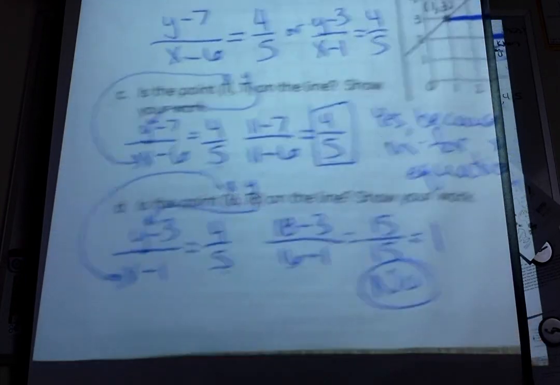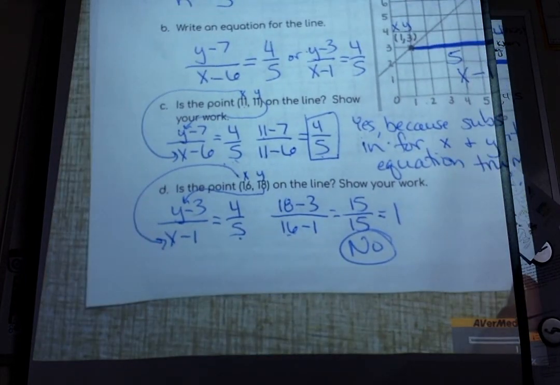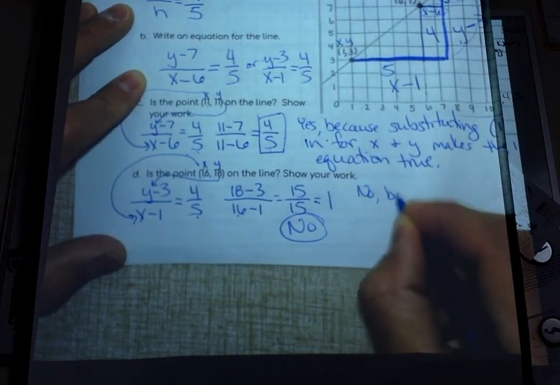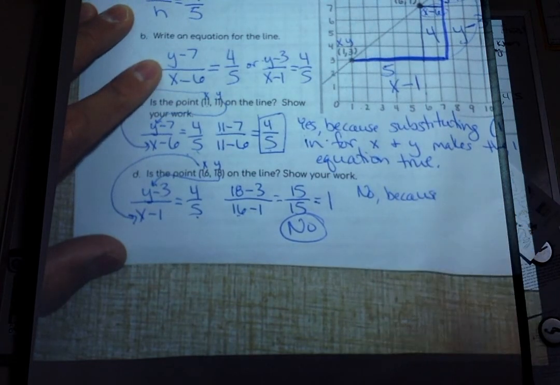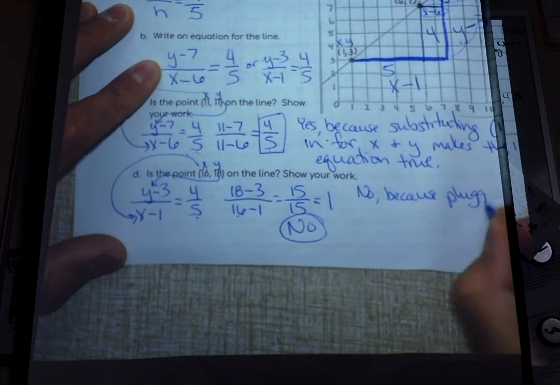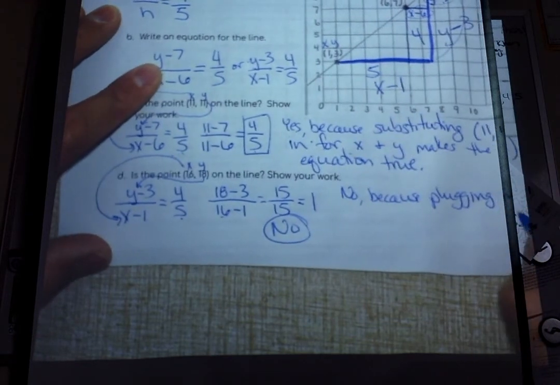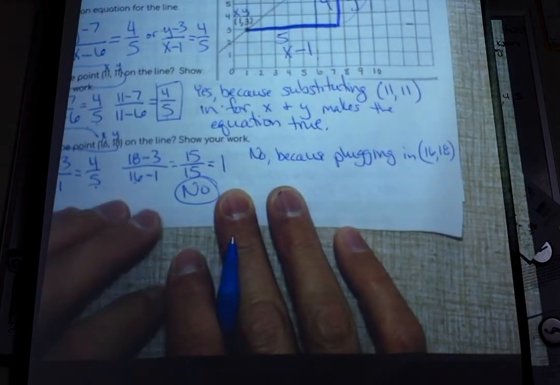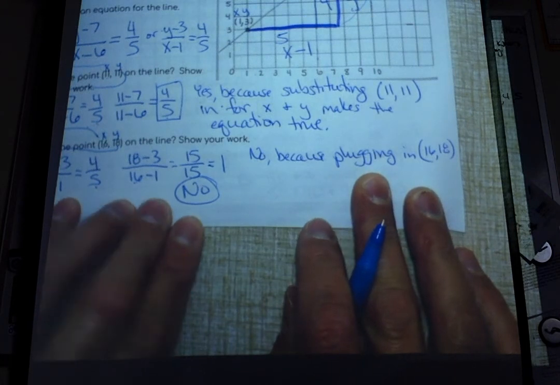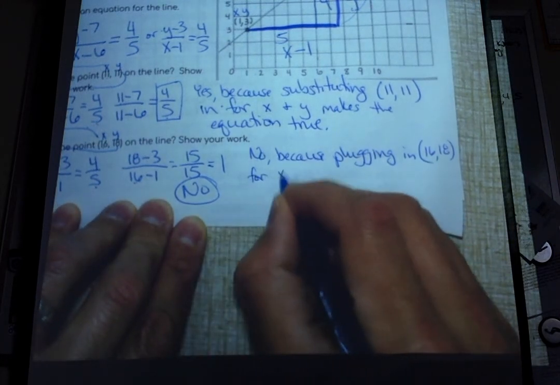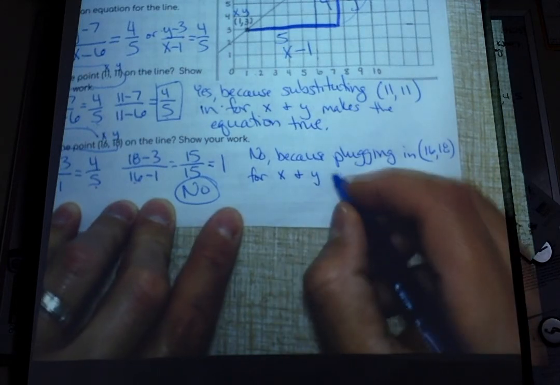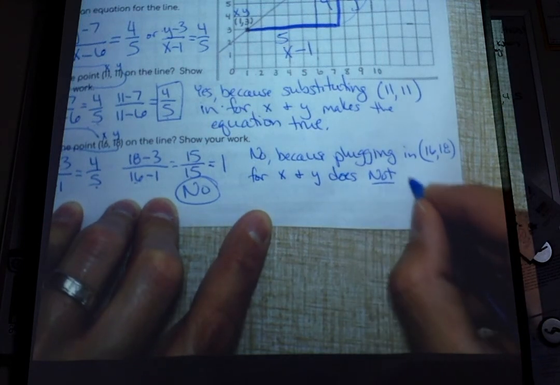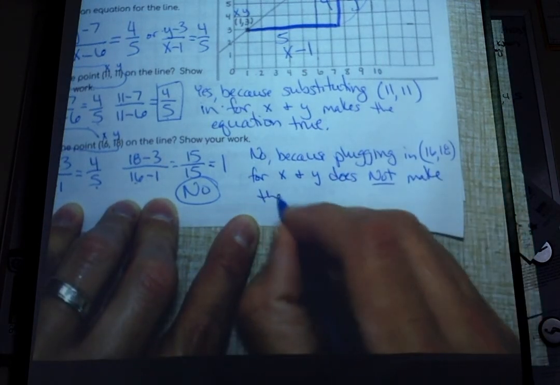So, all right, to write that, we can say no, because plugging in 16, 18 for x and y does not make the equation true.